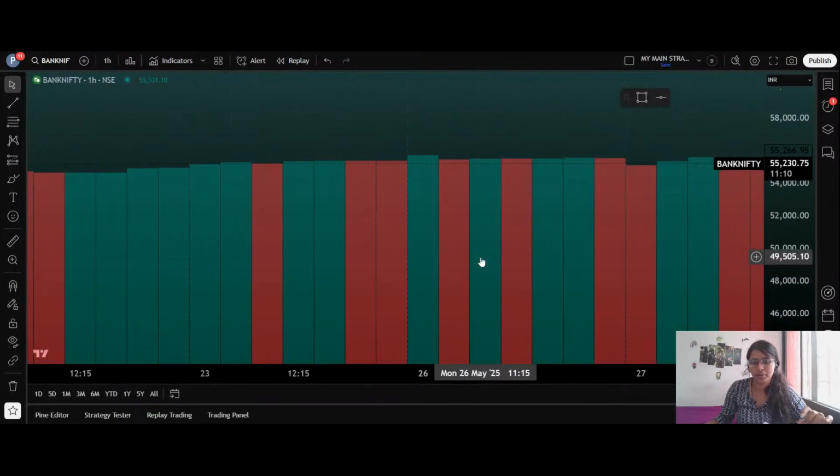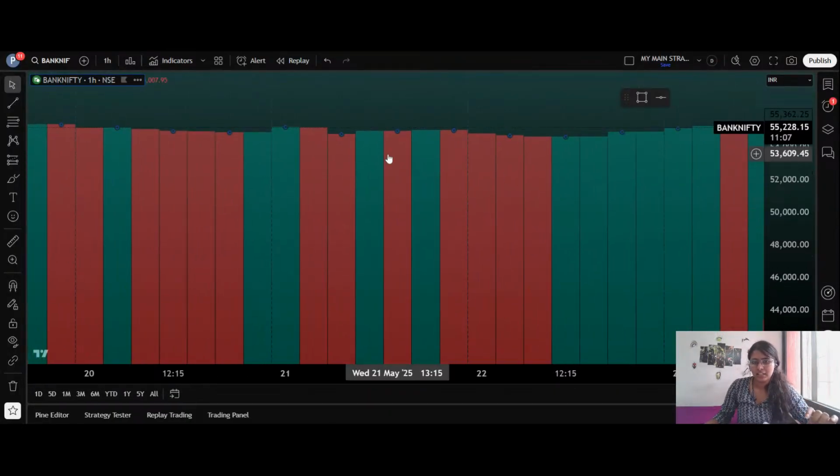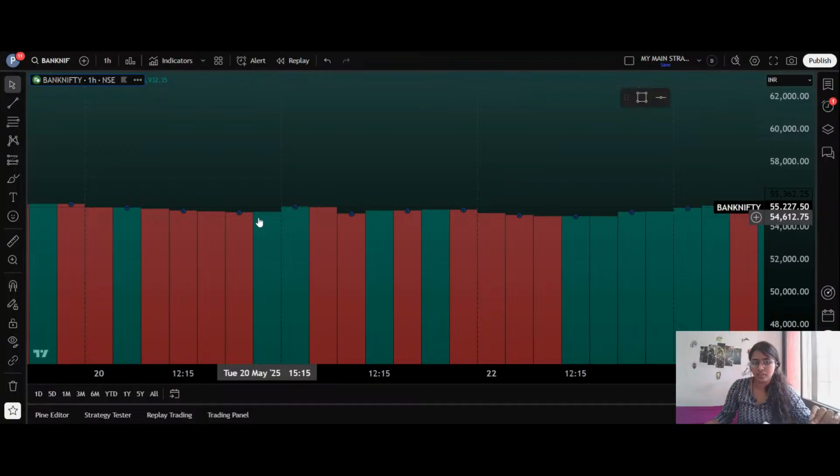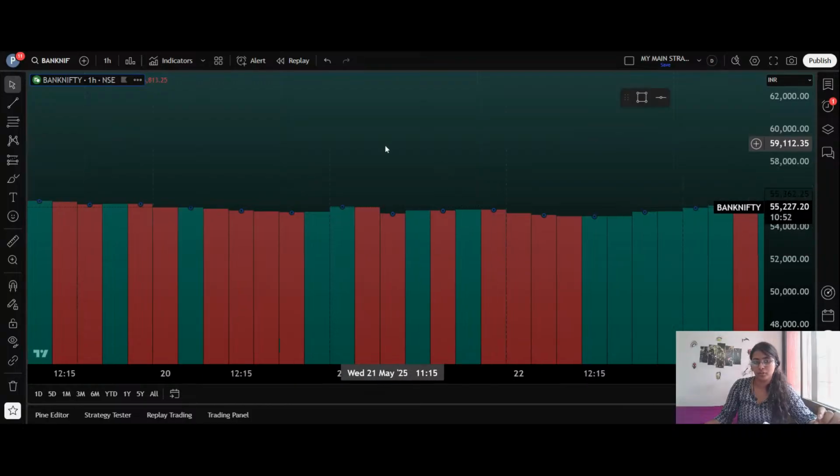I'll zoom this column and show this to you. This is the green column when the close price is greater than the open price, which means when it went up, then it is a green column. When the close price is less than the open price, then it will show the red column.